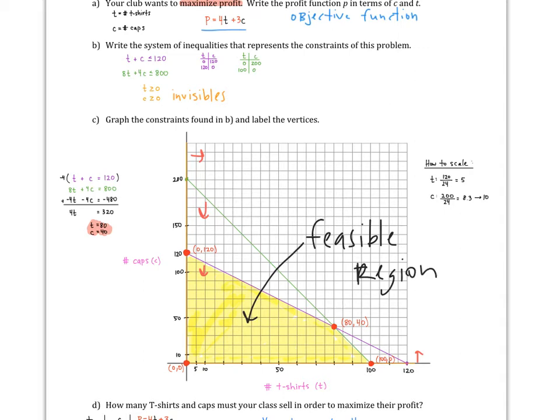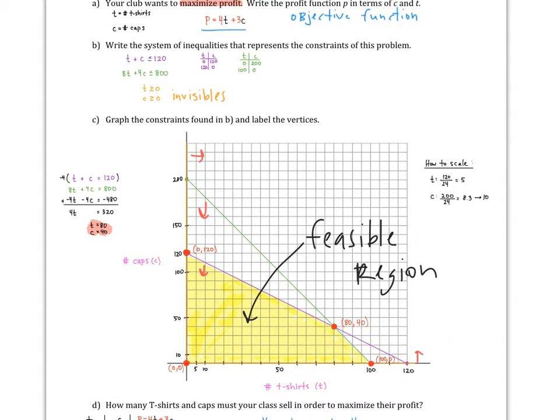Now, this is where the amounts of t-shirts and caps can be sold, anything within this. But we want to figure out where we can maximize our profit. Maximizing or minimizing only occurs on the vertices of our feasible region. So we need to label these. I put a point in red where the vertices of our feasible region are, or corners, you can think of it.